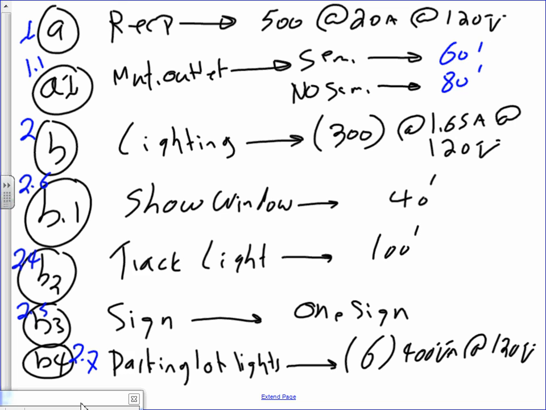B4. Did you guys see why I call them Bs? Because they're all different types of lights, right? Parking lot light, right? Don't you need a parking lot light, gentlemen? Parking lot light. I have six parking lots. Each one of them is running at 400 volt-amps, 120.